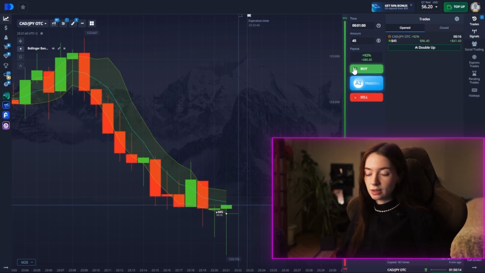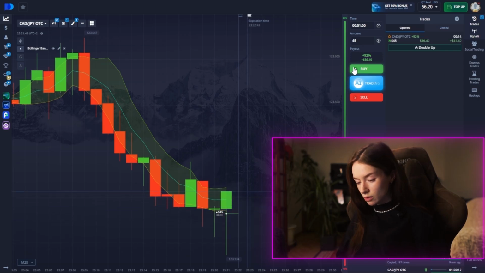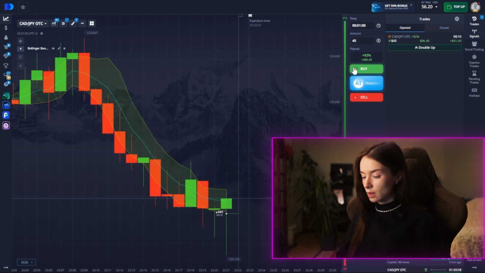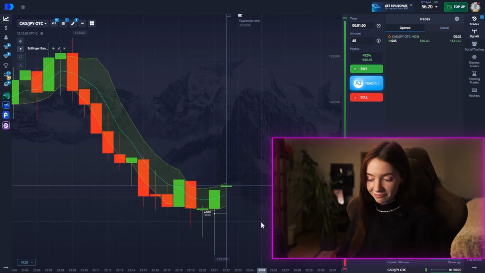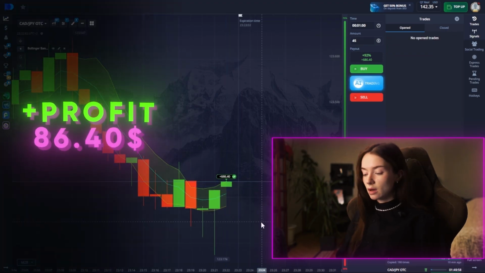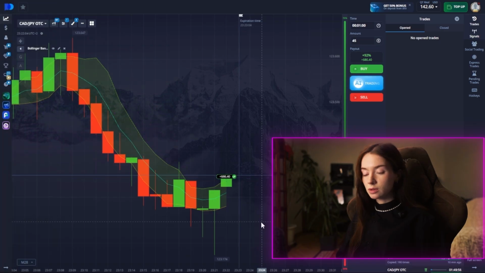This is experience. And now the price is starting to reverse, just as I said. We entered when the band was touched, and now the reversal is happening. The order is about to close, and as you can see, a great profit. $142 on the balance.